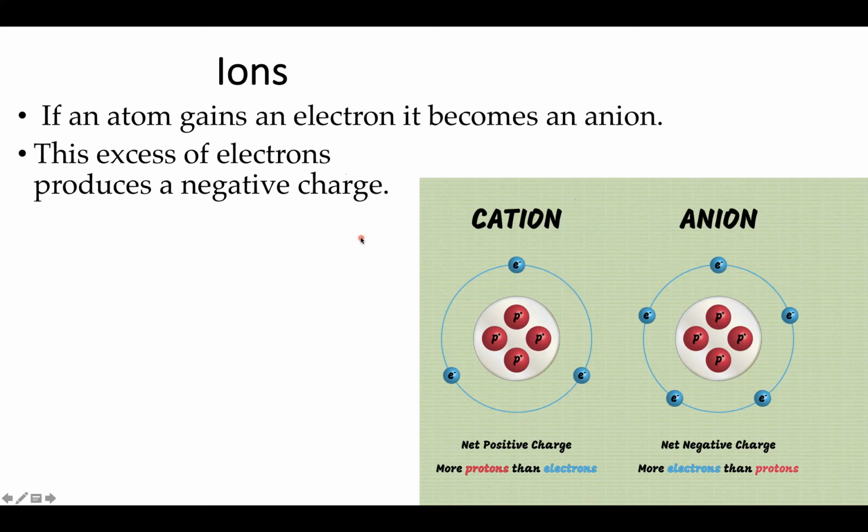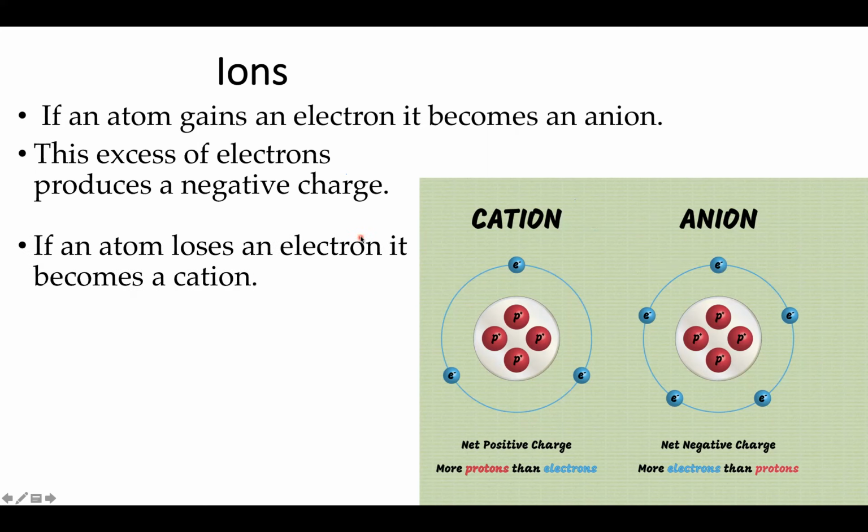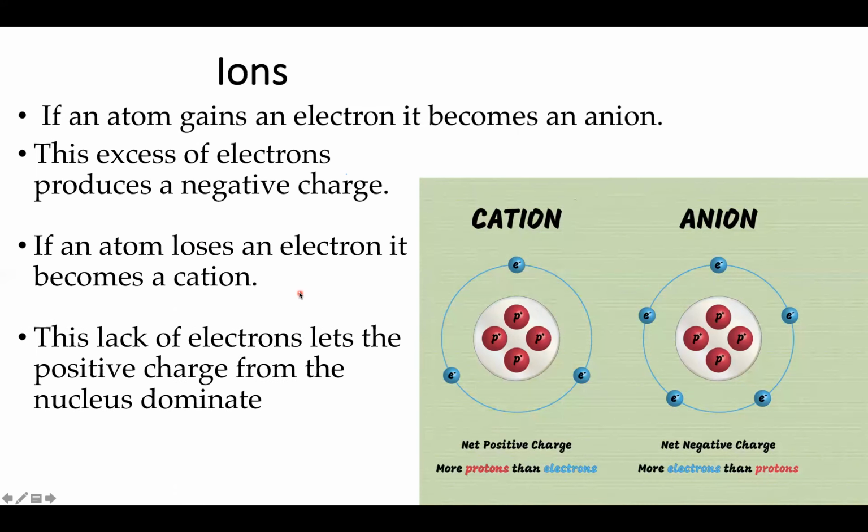Alternatively, it's also fairly easy for atoms to lose electrons, and if they do, they gain a positive charge and are called a cation. Good way to try and remember this: cat ions have positive charges. Yes, the puns come thick and fast here in chemistry. And essentially, this lack of negative charges allows that positive charge to dominate.